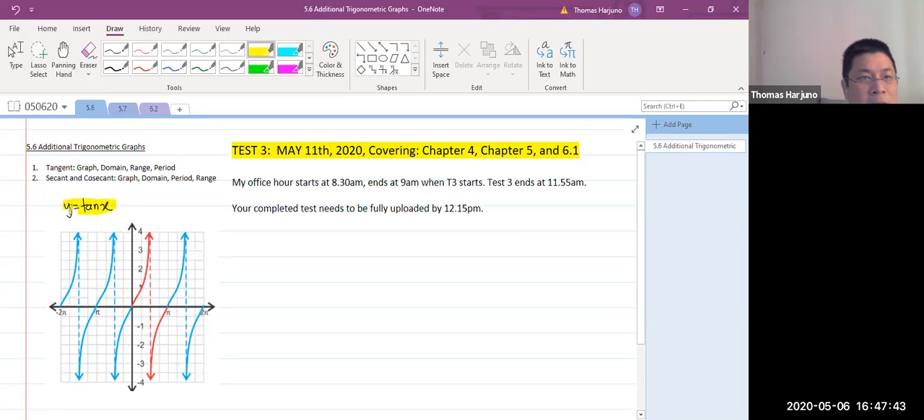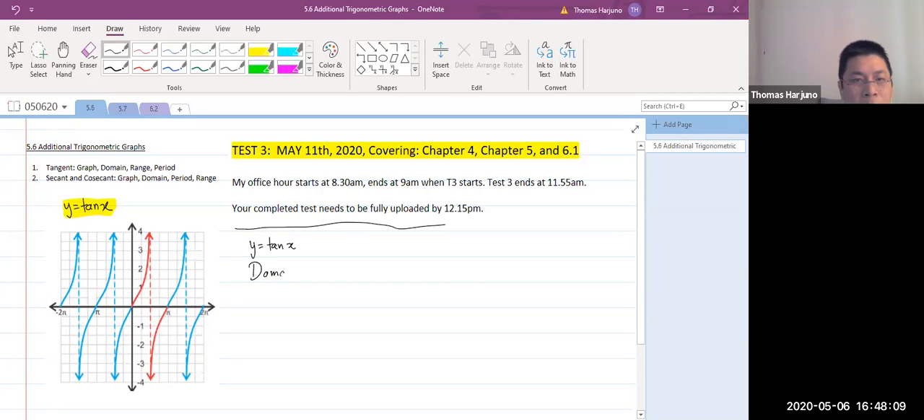It has this shape. Okay, now that's what the graph looks like. I will give you more detail later on from my software. But how about the domain? Domain of y equals tangent x.